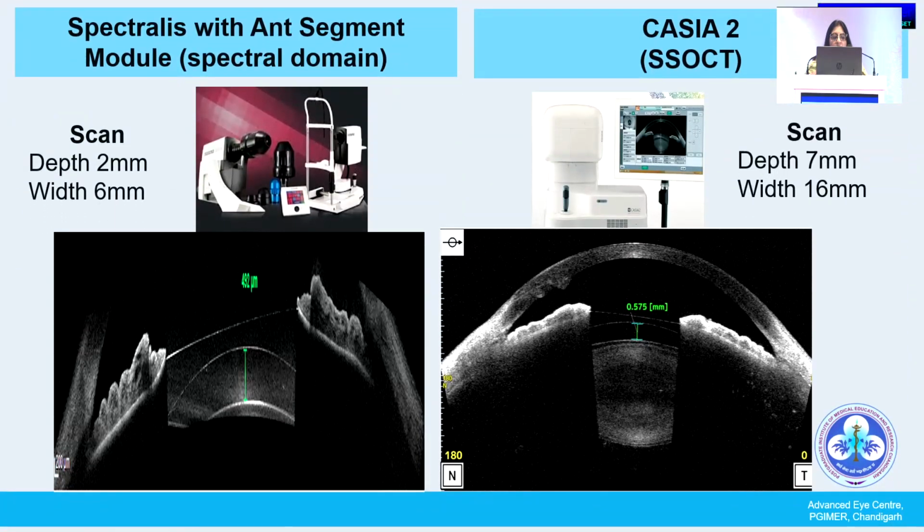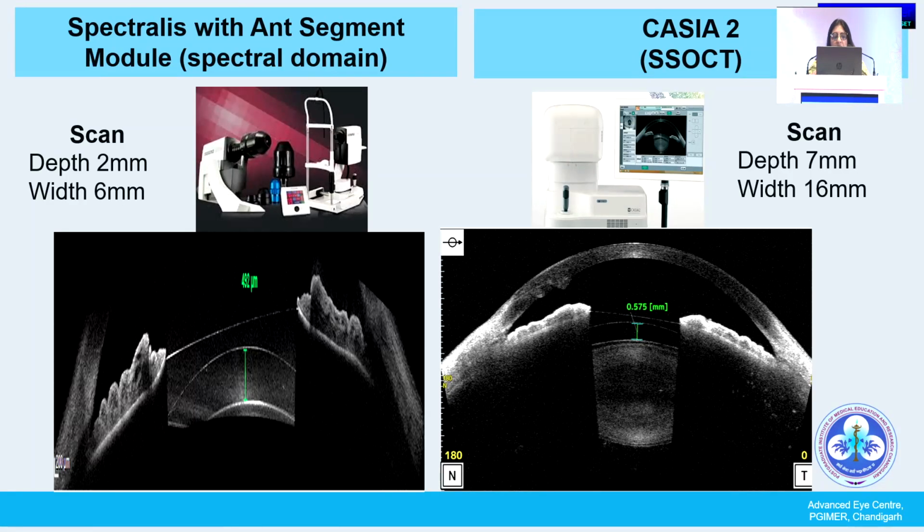So these are two images. The picture on the right side of the screen shows the CASIA 2 OCT, no financial interest, which is a form of swept source OCT, where the depth of the scan is 7 millimeters and the width is 16 millimeters. So there's limbus to limbus coverage. On the other side, we have the Spectralis OCT with the anterior segment module, where the scan depth is only 2 millimeters and the width is 6 millimeters.